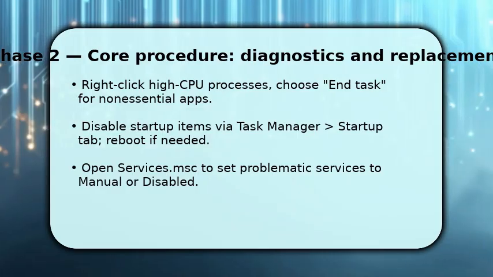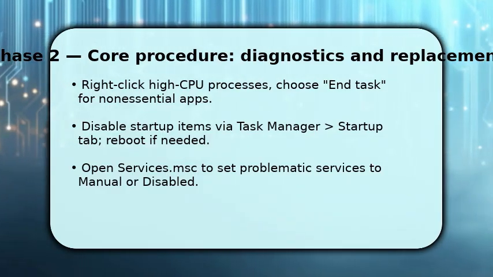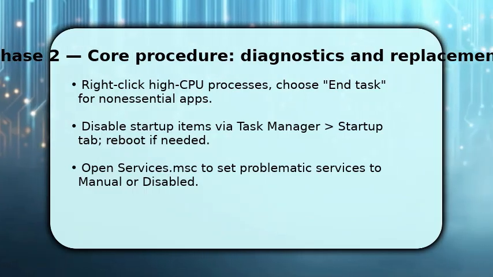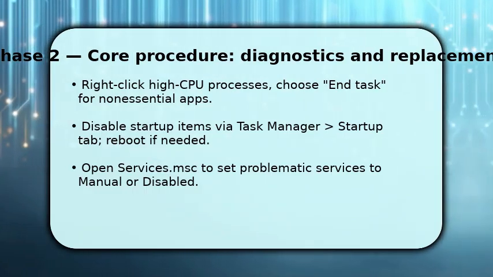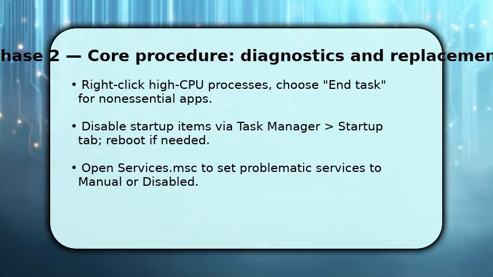Now you act on the culprits, end non-essential high CPU tasks and note their names. Next, switch to the Startup tab and disable programs you don't need at boot. This prevents repeated spikes. Then open Services.